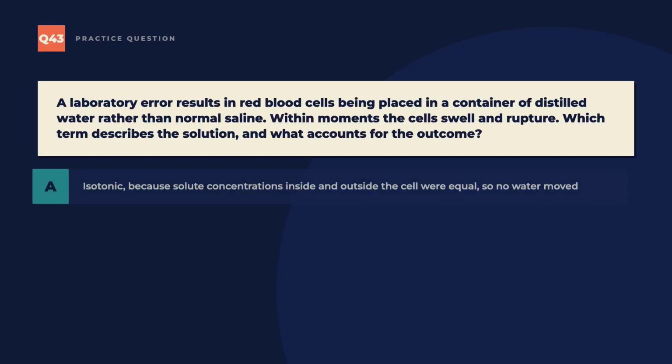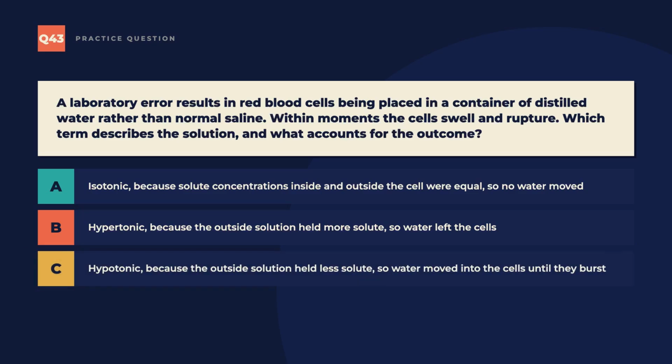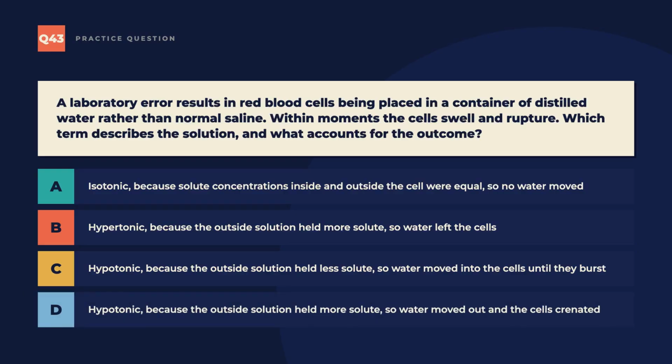Your options are A. Isotonic, because solute concentrations inside and outside the cell were equal, so no water moved. B. Hypertonic, because the outside solution held more solute, so water left the cells. C. Hypertonic, because the outside solution held less solute, so water moved into the cells until they burst. D. Hypertonic, because the outside solution held more solute, so water moved out and the cells crenated. Before I reveal it, which one do you think is right?